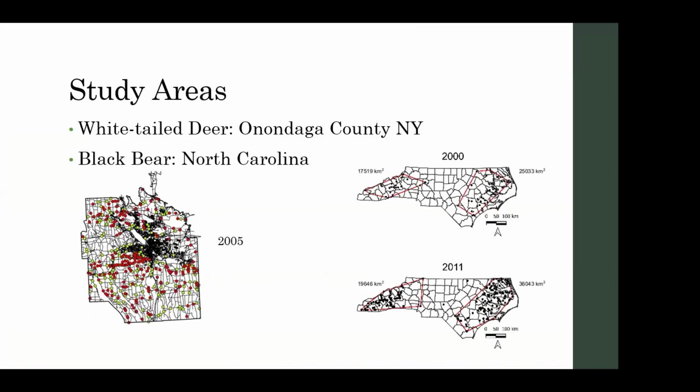Our study areas and data sets primarily were for white-tailed deer, 1 year of wildlife vehicle collisions in Onondaga County, New York, alongside data sets of living deer information, track counts, and distance surveys. And then for black bear, they were 1 year of wildlife vehicle collisions in the mountain and coastal regions of North Carolina. One quadrat, one study area in the mountain region, and then 2 in the coastal region.